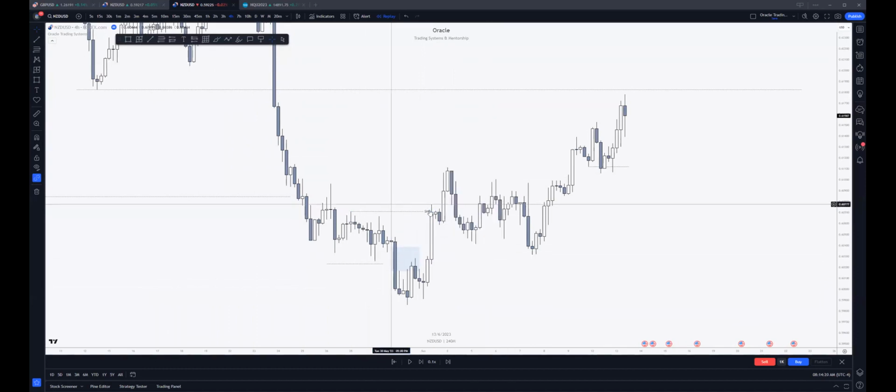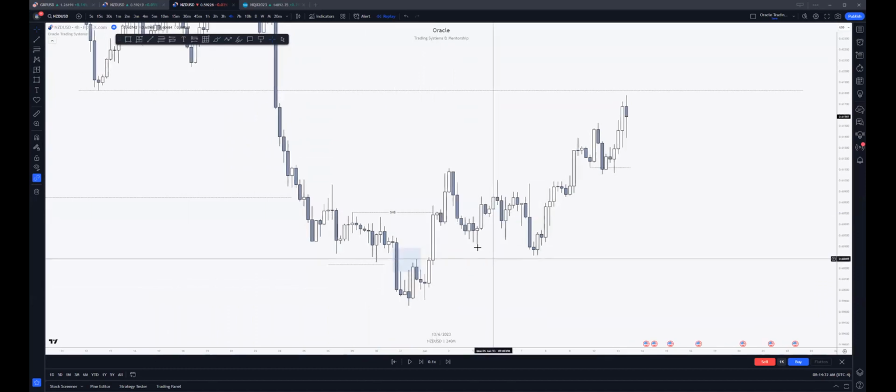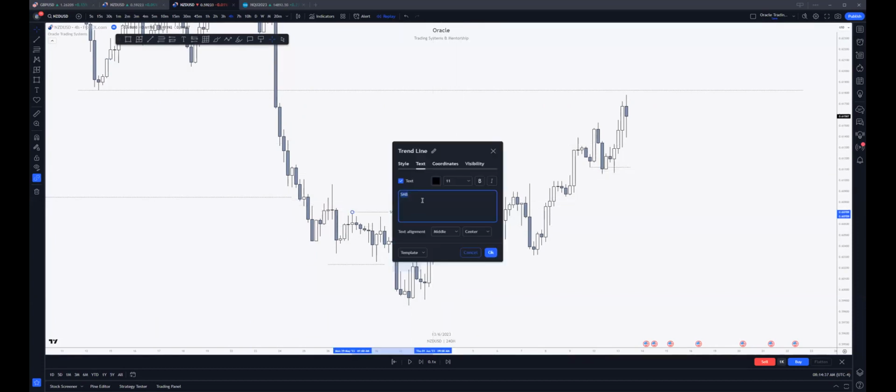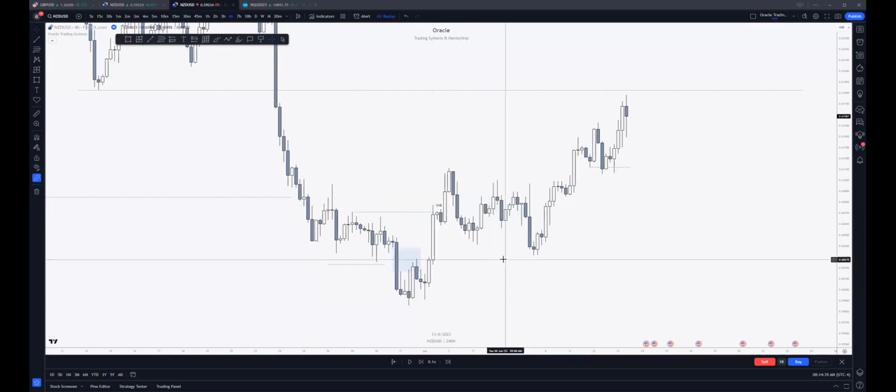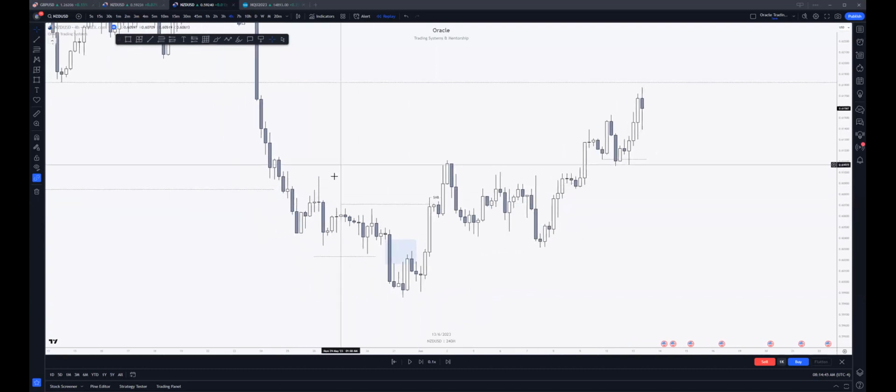SMB doesn't actually happen here, by the way. Where does the SMB actually happen? Because there's no body closure, but look for that displacement through, right? That's what actually confirms it. No displacement, no SMB, because then it's likely to be just a liquidity grab. We don't want to trade liquidity grabs, and you can get smoked.